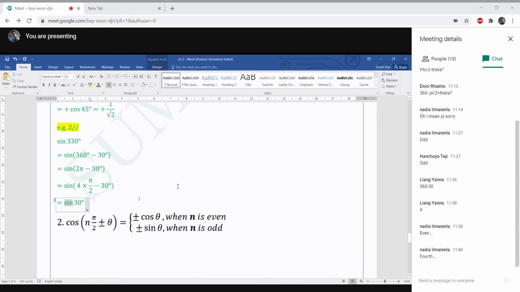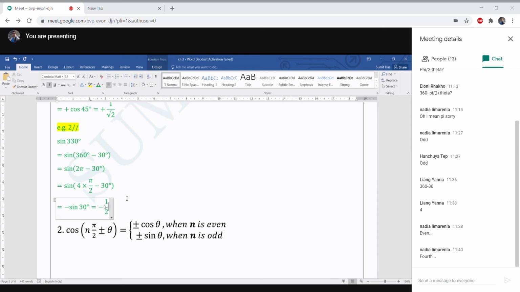So the sign here will be minus 30 degree. So minus, what is the value of sine 30 degree? 1 by 2, right? I forgot, 1 by 2. Yeah. So the answer will be minus 1 by 2. Here we have to be very careful about the sign.